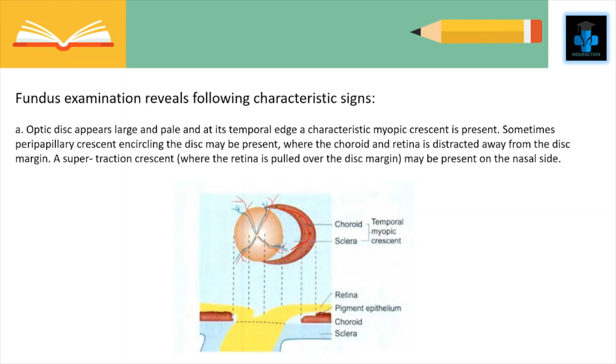Sometimes a peripapillary crescent encircling the disc may be present, where the choroid and retina are distracted away from the disc margin. A supertraction crescent, where the retina is pulled over the disc margin, may be present on the nasal side. So here you can see the temporal myopic crescent. This right here is the retina, and this right here is the sclera.